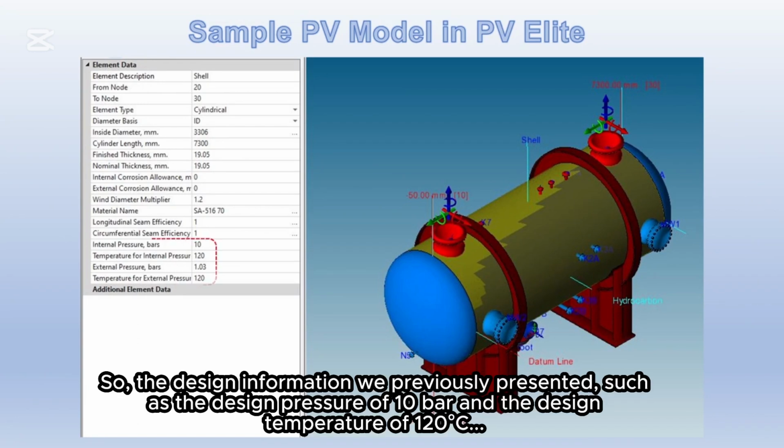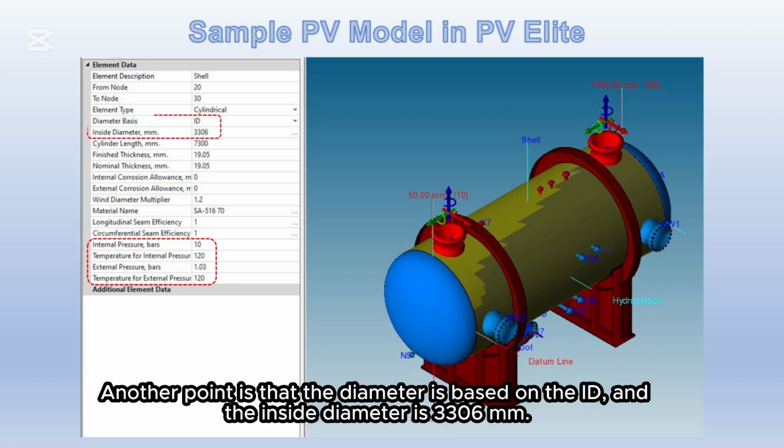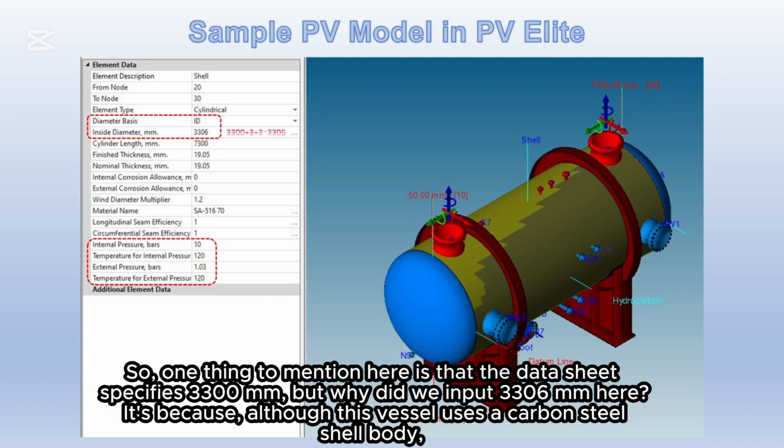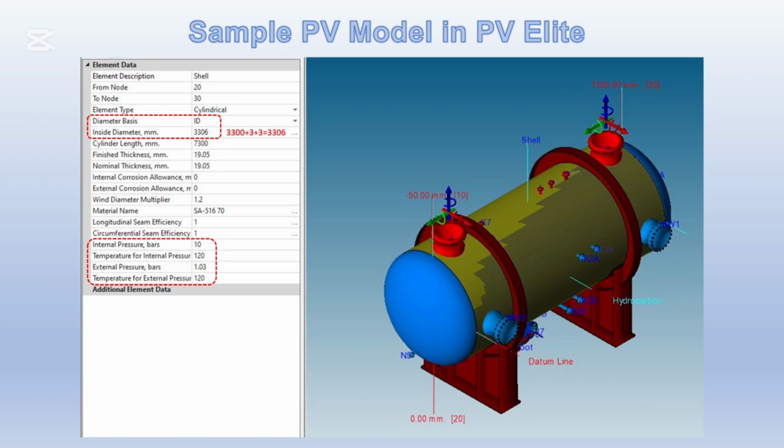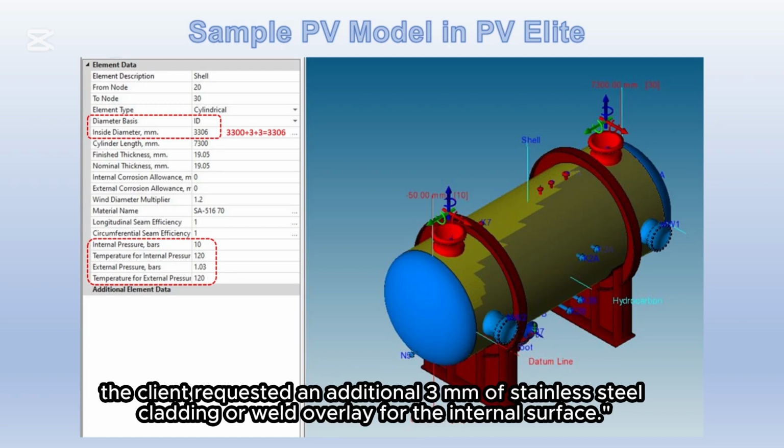So, the design information we previously presented, such as the design pressure of 10 bars and the design temperature of 120 degrees Celsius. Another point is that the diameter is based on the ID, and the inside diameter is 3,306 millimeters. So, one thing to mention here is that the datasheet specifies 3,300 millimeters, but why did we input 3,306 millimeters here? It's because, although this vessel uses a carbon steel shell body, the client requested an additional 3 millimeters of stainless steel cladding or weld overlay for the internal surface.